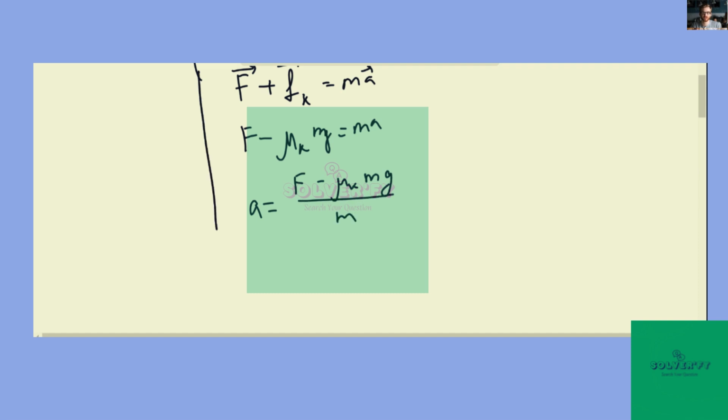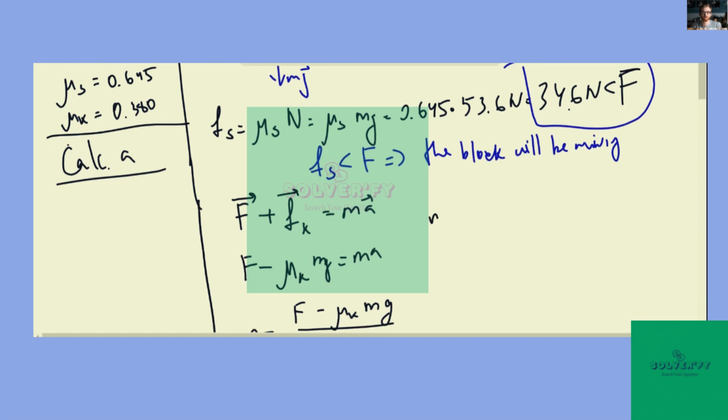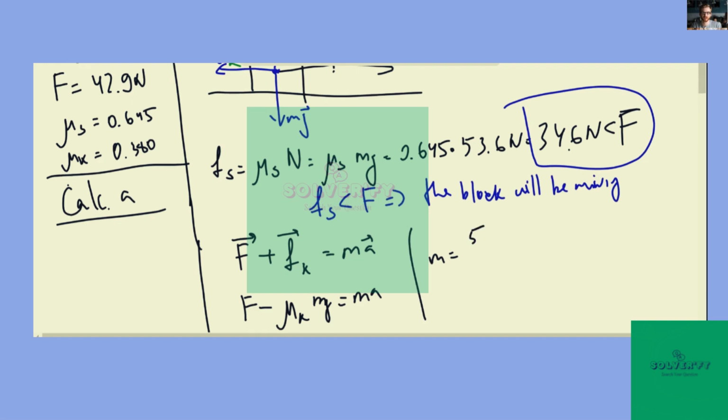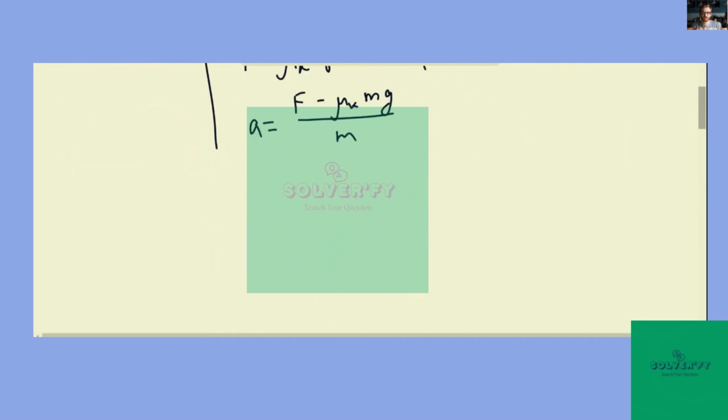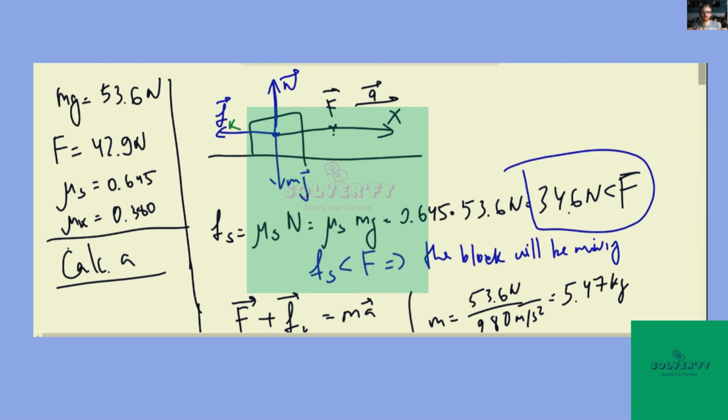So now we need to calculate the mass of the block. Mass of the block equals its weight divided by g, which is 5.47 kilograms. So now we can calculate this number.